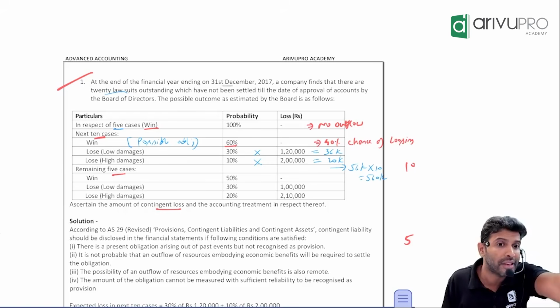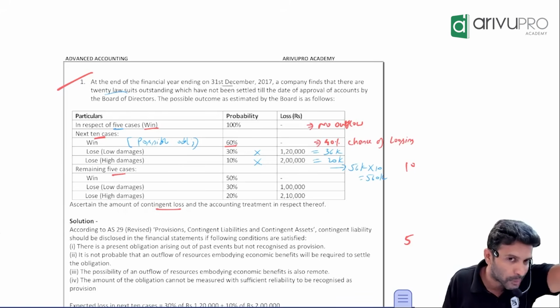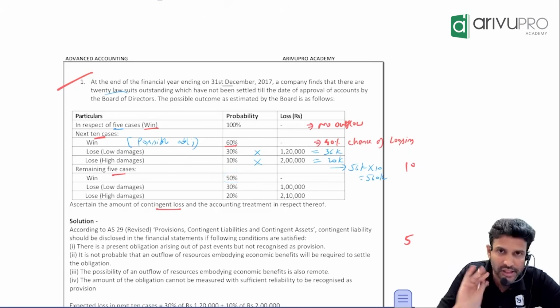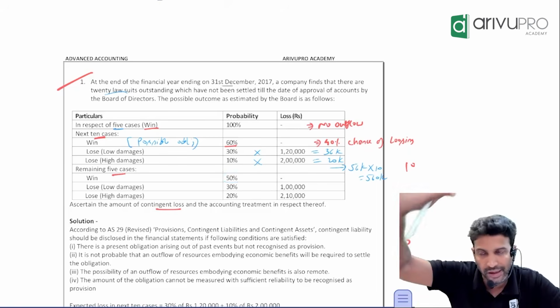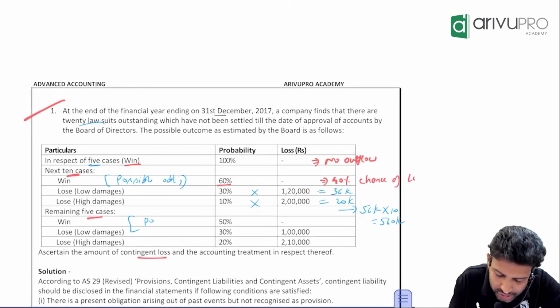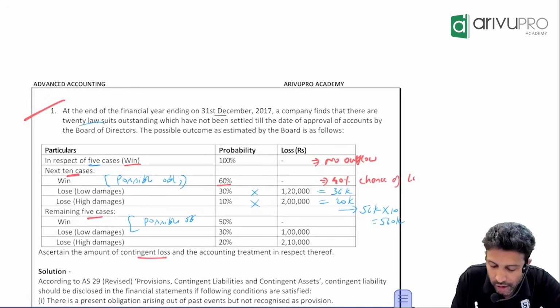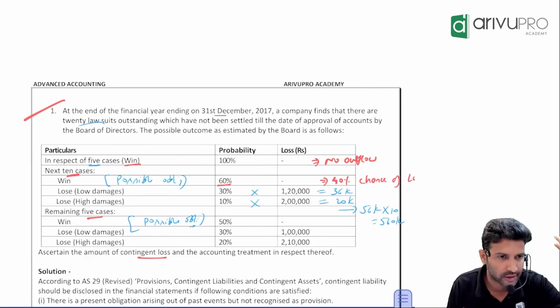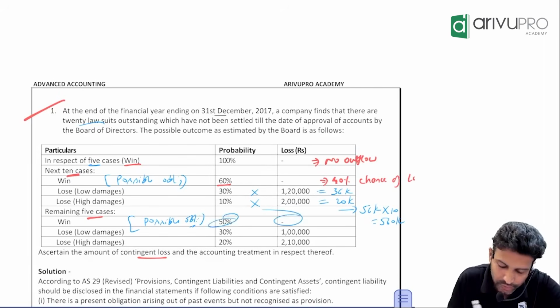Sir, probable means more than 50%. Probable means more than 50%. Is it more than 50%? Is the chance of losing more than 50% or exactly 50%? So what will it become? Probable or still possible? Still a possible obligation. So what is it? Provision or still contingent liability? Still contingent liability. Okay, sir. If you win the case, will there be any outflow?